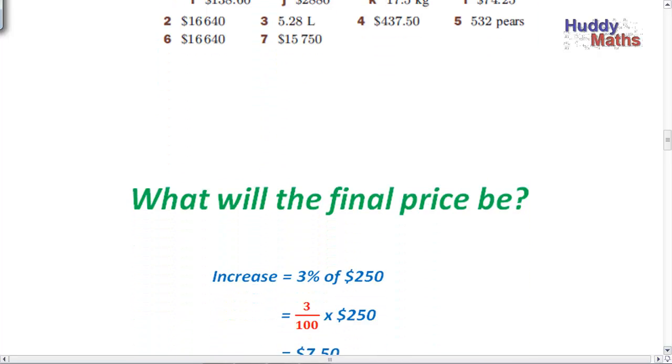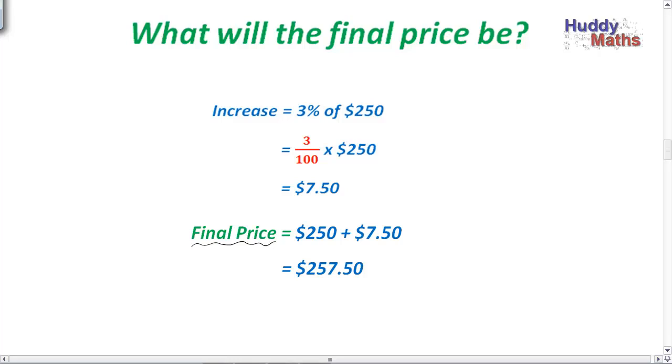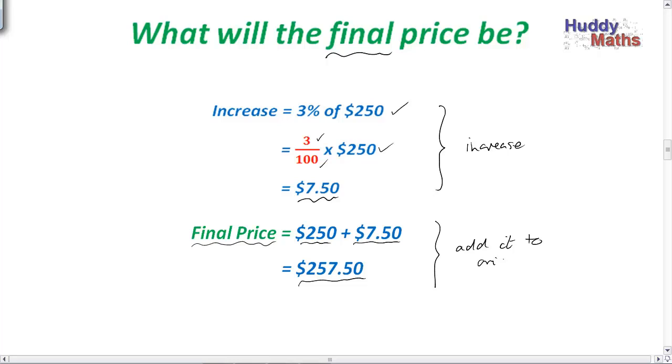Here's the next thing we want to know. If you've calculated the increase, what will the final price be? We want to know what we have to pay. So going back to our water bill, 3% of 250 is 3 over 100 times 250. Our increase is $7.50. So the final price is $257.50, the original plus the extra. We're not just going to pay $7.50. That's the extra. So that's in 2 steps, isn't it? Step 1, calculate the increase, and then add it on to get a final price. Add it to the original. Don't forget, you've got to pay the original plus the increase. That's a 2-step method there.